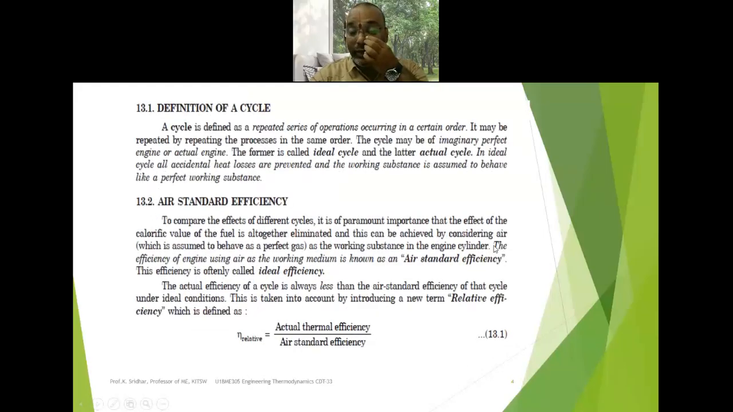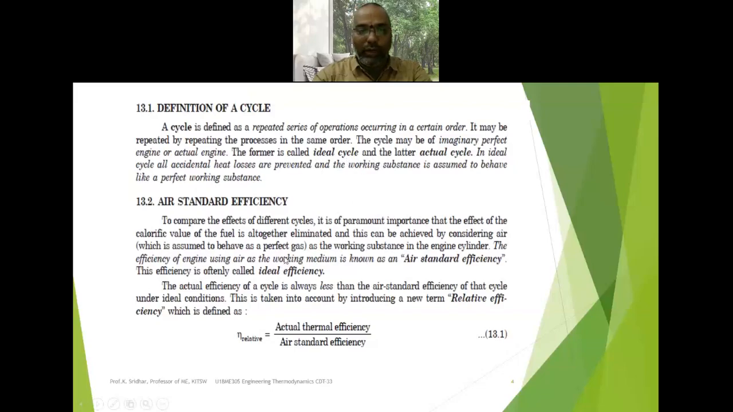Whenever I say it is a cyclic process or an Otto cycle, what does a cycle mean? It is a repeated series of operations occurring in a certain order. I told you that four different processes take place, like suction, compression, expansion, and exhaust strokes. That's why a cycle is defined as a repeated series of operations occurring in a certain order. It may be repeated by repeating the processes in the same order. The cycle may be of an imaginary perfect engine or an actual engine. The former is called the ideal cycle and the latter is called the actual cycle.